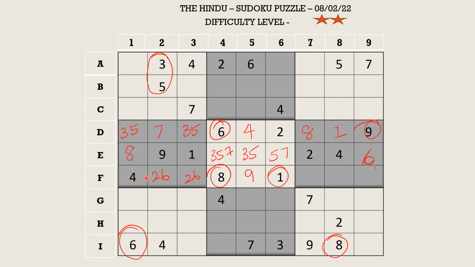In the F row, there are again 3 empty cells and the missing numbers are 3, 5 and 7. You have a 7 in the 7th column and a 7 in the 9th column which blocks these 2 cells. So F8 takes 7 and these 2 cells take a 3, 5 pair.